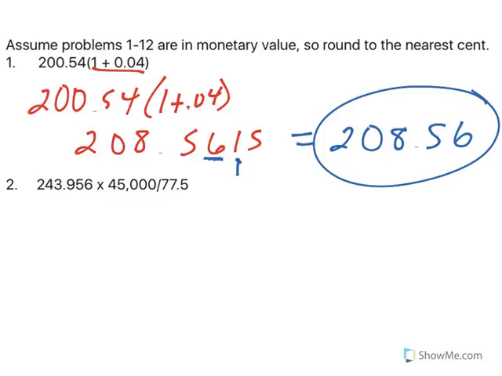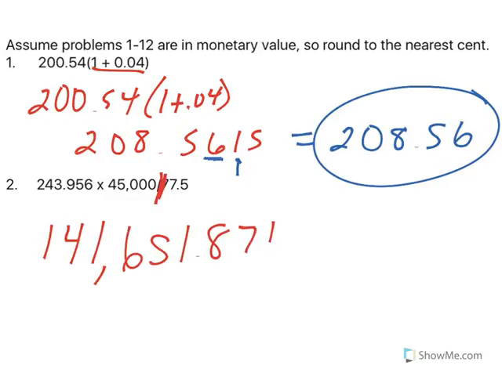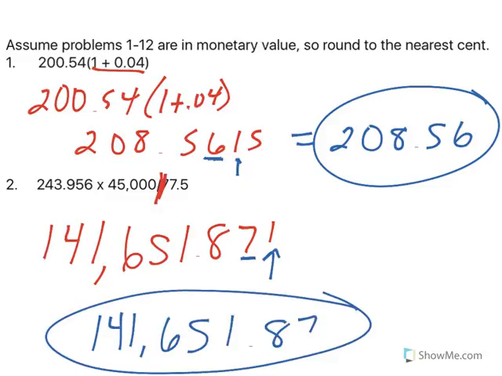All right, in number 2, there's a division sign here. It's kind of hard to see, but we're just going to work left to right. So when you work left to right, after you multiply the first 2 and then divide, we get 141,651.871. Well, it says we're rounding everything again to 2 decimal places. 1 rounds down, so I just end up with 141,651.87. And there's that one.